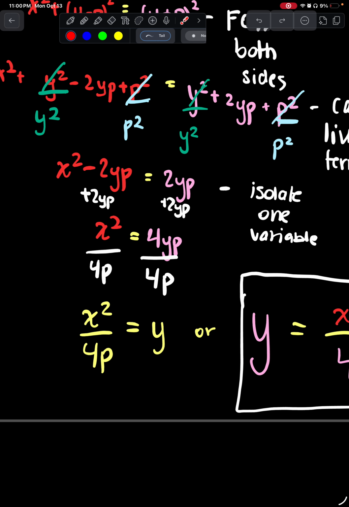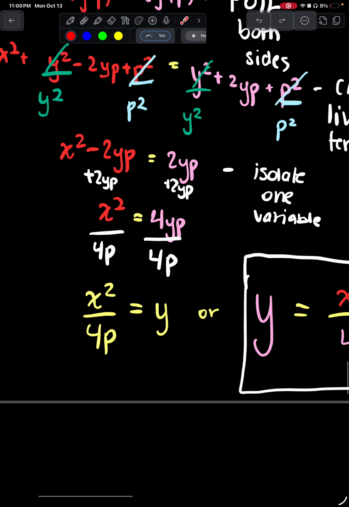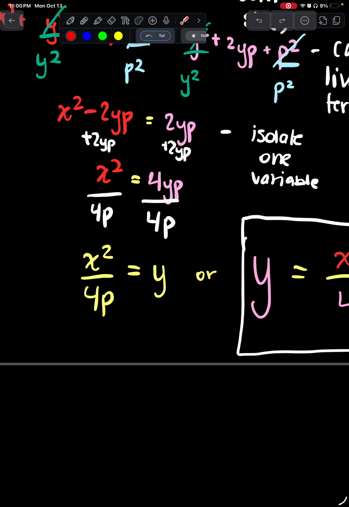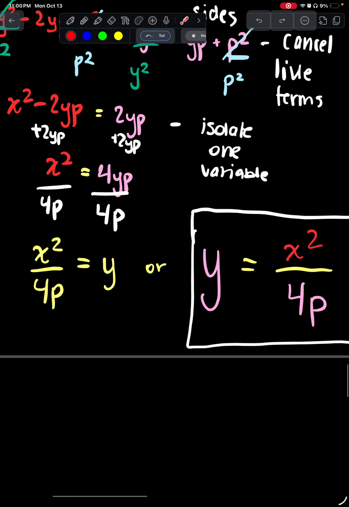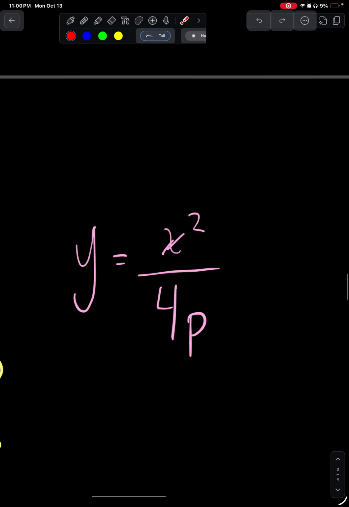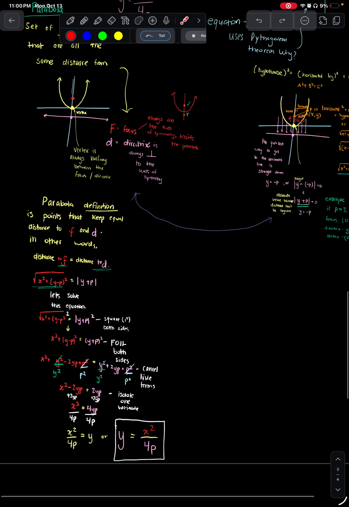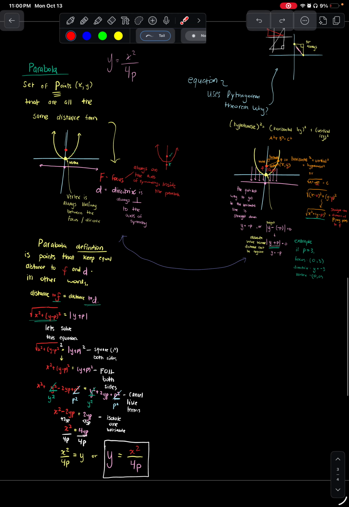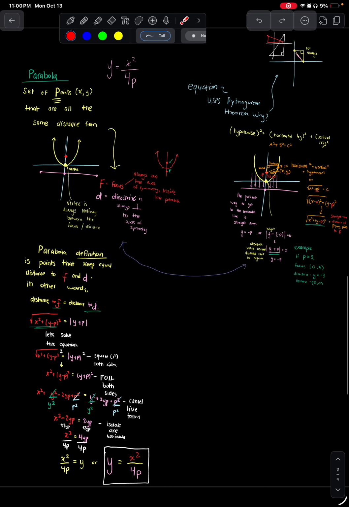Now, if we're trying to get back to the original equation we have, all we have to do is divide by 4p. And suddenly you have x squared over 4p is equal to y. Otherwise, the same exact thing as what we started with up here. That's how you get to the actual equation. That's the reason why it works.